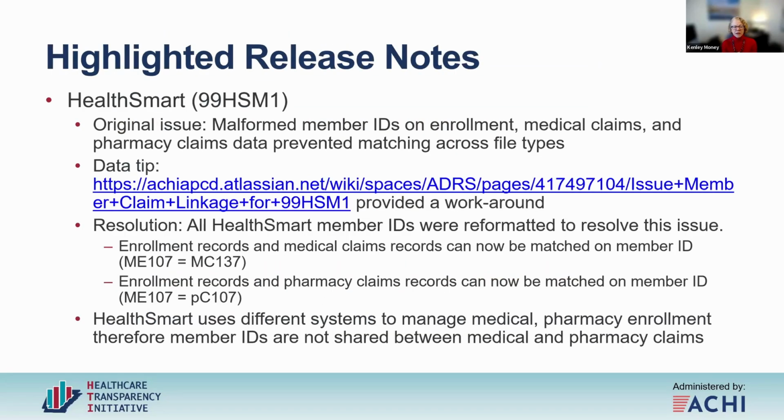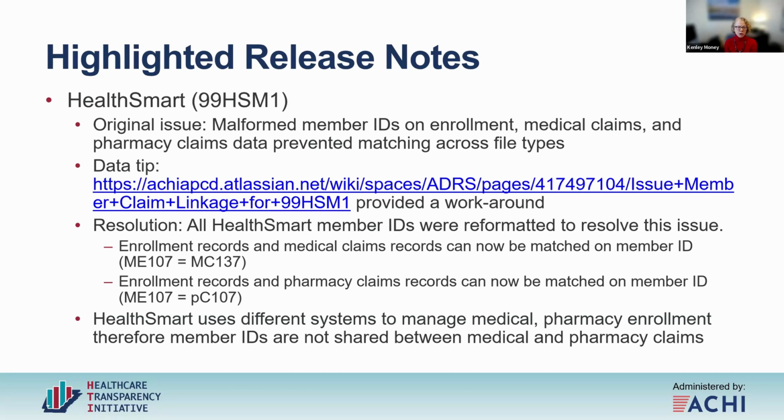I put this in here. Sometimes a data user may not look at the release notes, and it has good information. A lot of times this is translated in a data tip, but we want to say the more you see it, the better. In this particular one, this is an example. We have a submitter, Health Smart, that had some malformed member IDs, carrier-specific unique member IDs, and it broke links between the enrollment data and the medical claims and the pharmacy claims. They wouldn't go together, but we worked with that submitter and we repaired all of that. And so you will get linkages now.